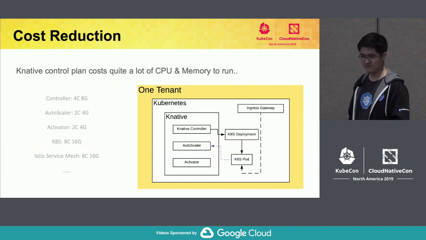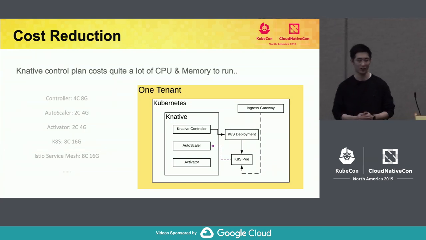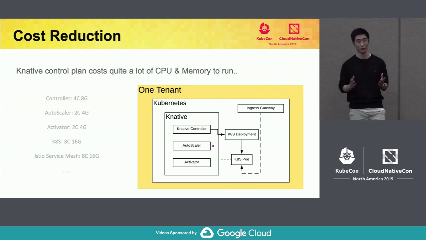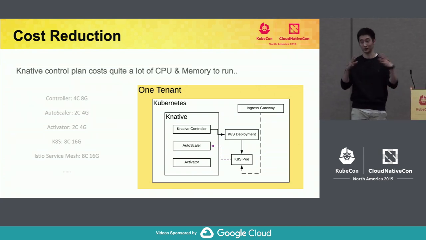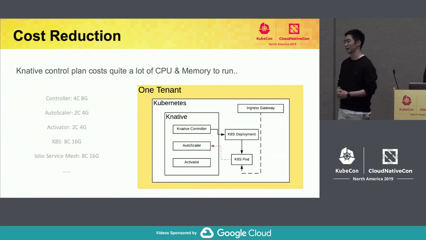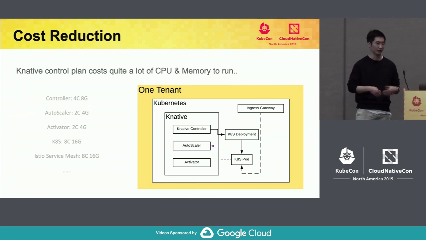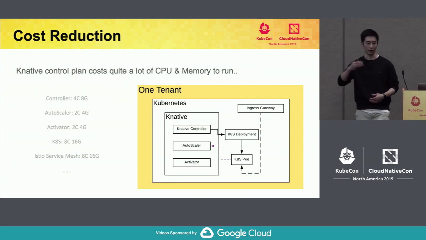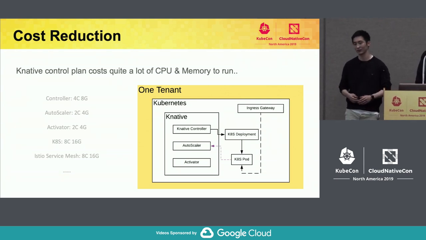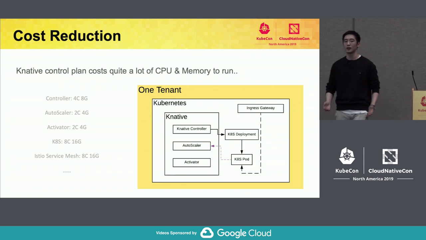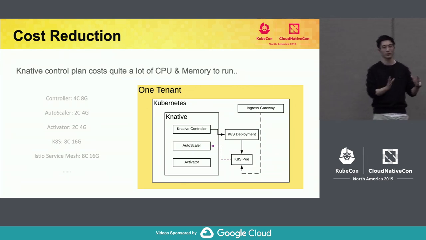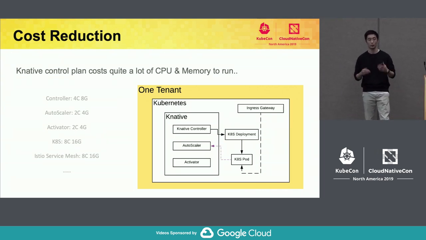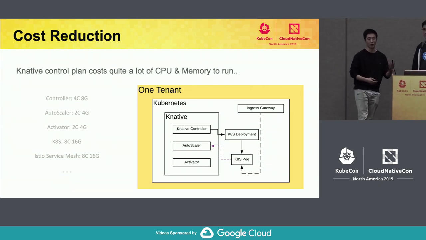Okay, next we are going to talk about the problem of cost reduction. As you know, Knative is a collection of deployments running on Kubernetes. It contains a lot of components, as shown here, like Knative controllers, activator, autoscaler. It also has dependencies for mesh, Istio, and ingress gateway, and for Kubernetes, like the Kubernetes controller manager, something like that. The problem here is that both the Knative components and the dependencies are very costly. It will take a lot of resources to run this.